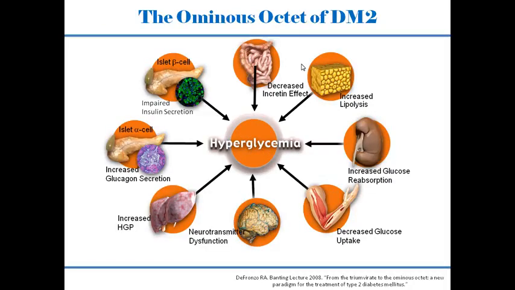The ominous octet of DM2. Diabetes mellitus has an ominous octet. This is the mechanism by which hyperglycemia is taking place in diabetes mellitus type 2. So we have impaired insulin secretion, and there is increased glucagon secretion, which we have talked about. There is increased hepatic glucose production by the liver. There is neurotransmitter dysfunction. There is decreased glucose uptake. There is increased glucose reabsorption, decreased incretin effect, and there is increased lipolysis.